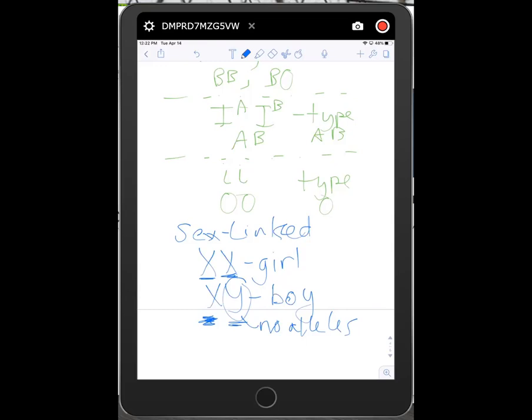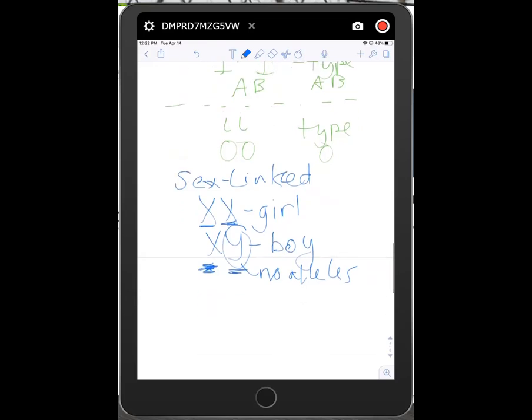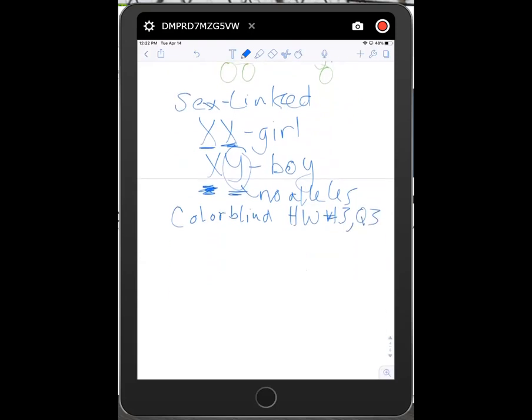Like on homework number 3, question 3. Okay, so for colorblind, normal vision is dominant and colorblind is recessive. So it does tell us that.